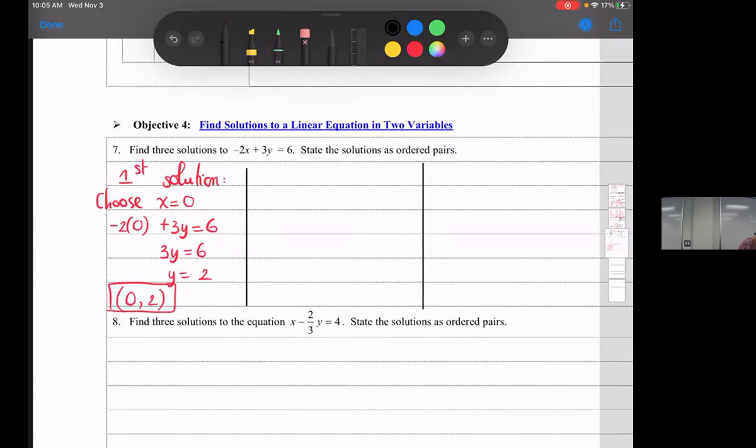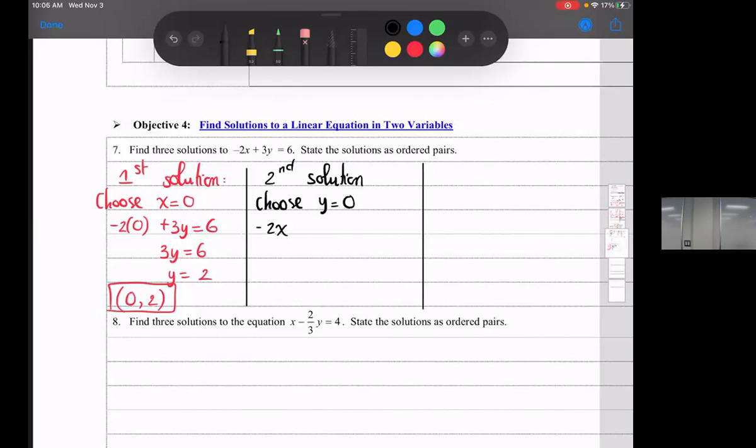The second solution, again, you can pick anything you like. You don't have to pick what I picked. I'm going to choose y equals 0. I don't choose 0 for x again. So now I have negative 2x.